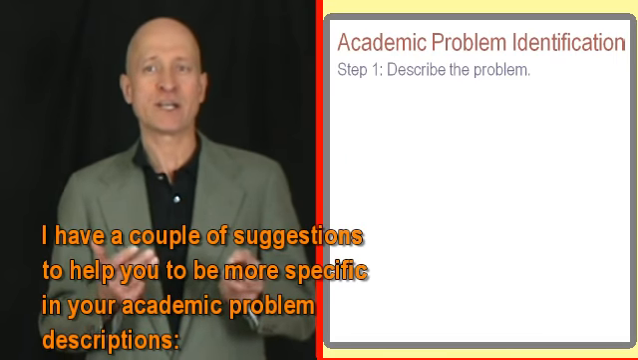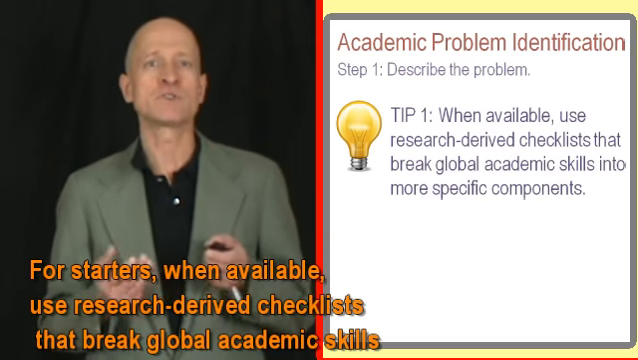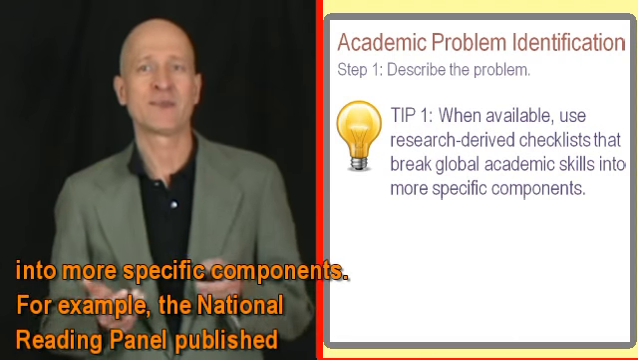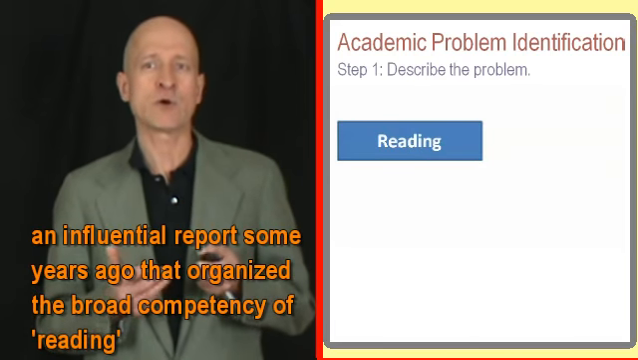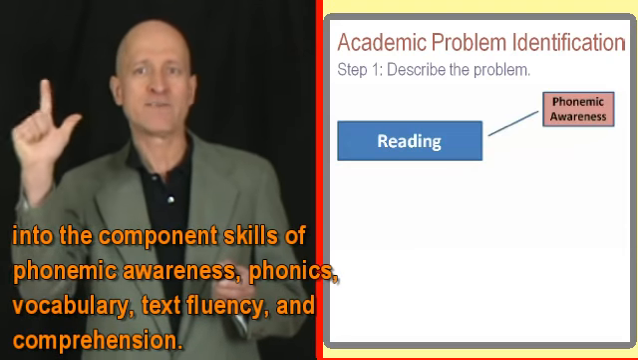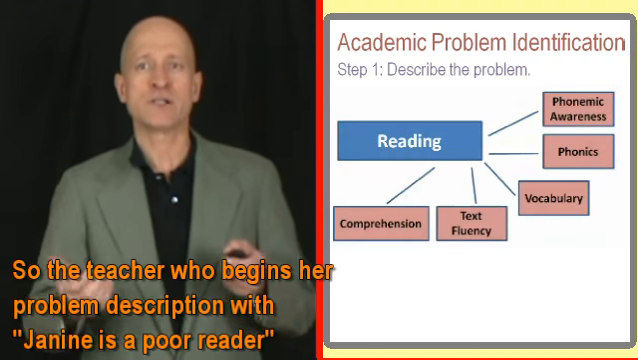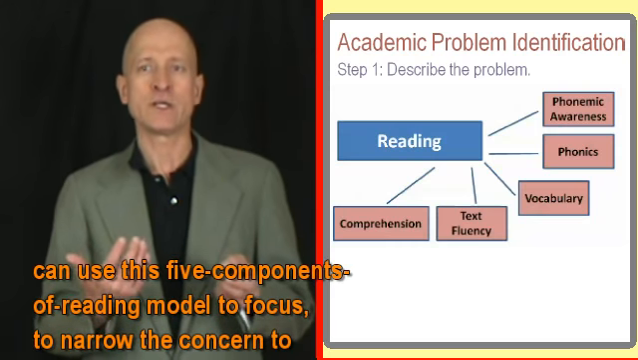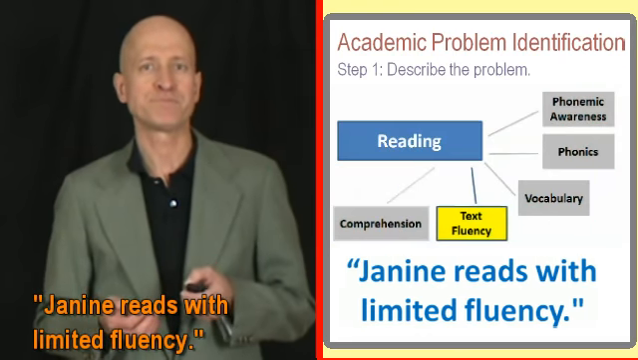I have a couple of suggestions to help you to be more specific in your academic problem descriptions. For starters, when available, use research-derived checklists that break global academic skills into more specific components. For example, the National Reading Panel published an influential report some years ago that organized the broad competency of reading into the component skills of phonemic awareness, phonics, vocabulary, text fluency, and comprehension. So, the teacher who begins her problem description with Janine is a poor reader can use this 5 components of reading model to narrow the concern to Janine reads with limited fluency.